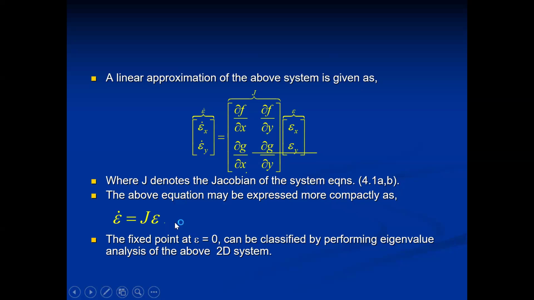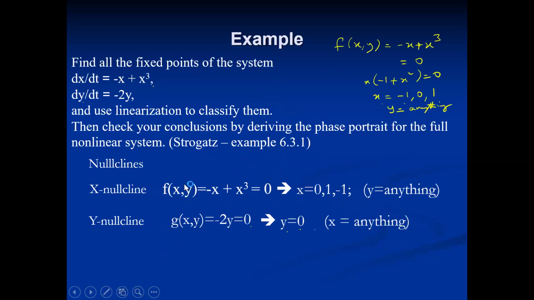Now we need to find out what kind of fixed point this is. So how do you do that? You just find out the eigenvalues of J and that will tell you what kind of fixed point it is, because the nature of the fixed point completely depends on the eigenvalues, as we have seen before, right? Now let's take a small example again from the Strogatz textbook to apply all these ideas and find out the stability around the fixed point.